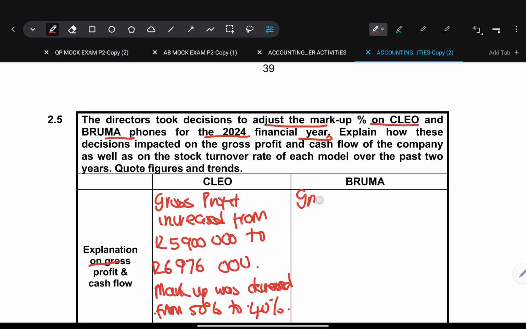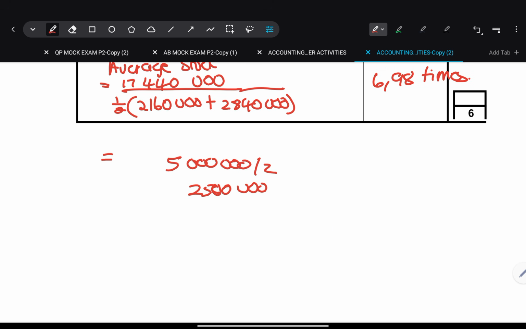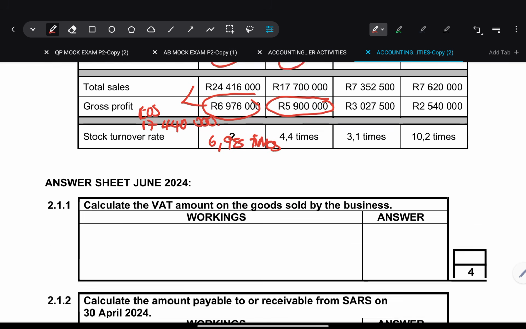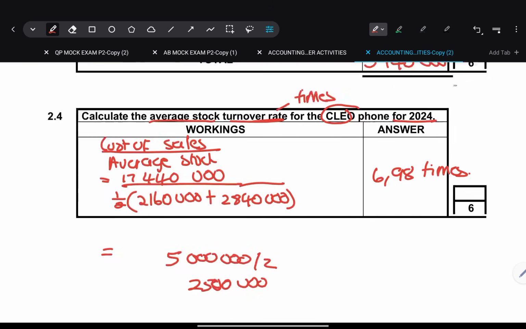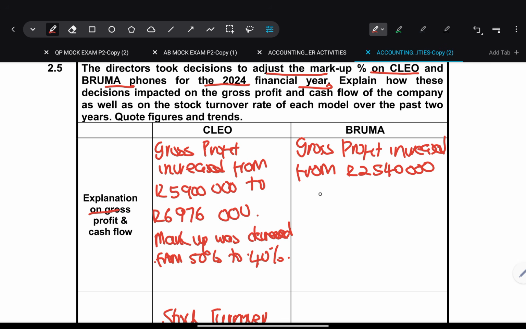Okay, we'll mention that now. Gross profit increased from 2,540,000 to 3,027,500.